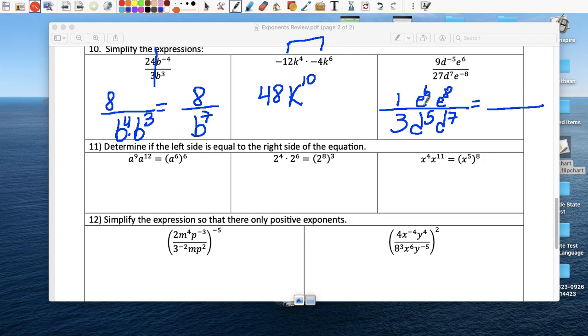Now, the e's, keep the base, add the exponents, we get 14. Do I need to write that 1 there? I don't, so I'm going to take it out. And then the 3 at the bottom doesn't do anything, and then we have 2 d's being multiplied, keep the base, add the exponents, that's the final answer.